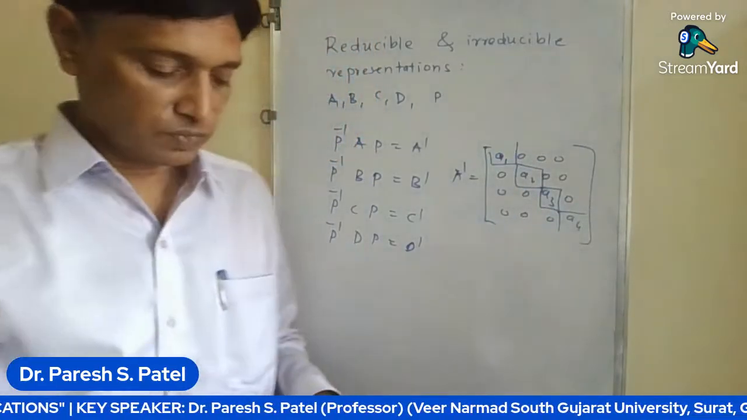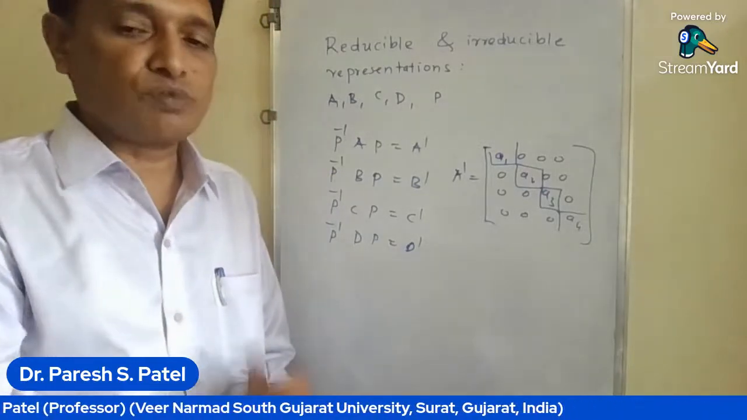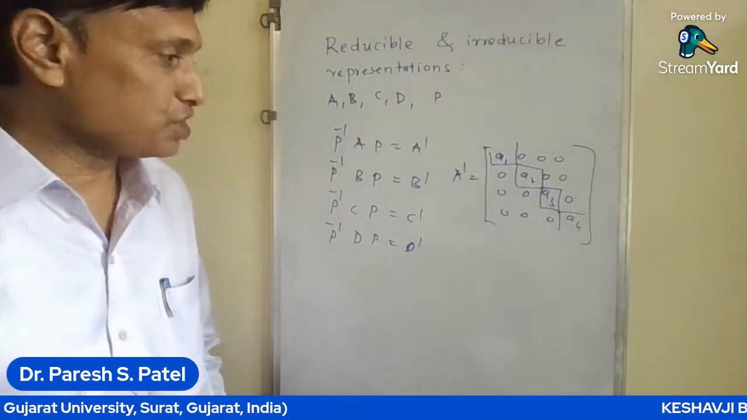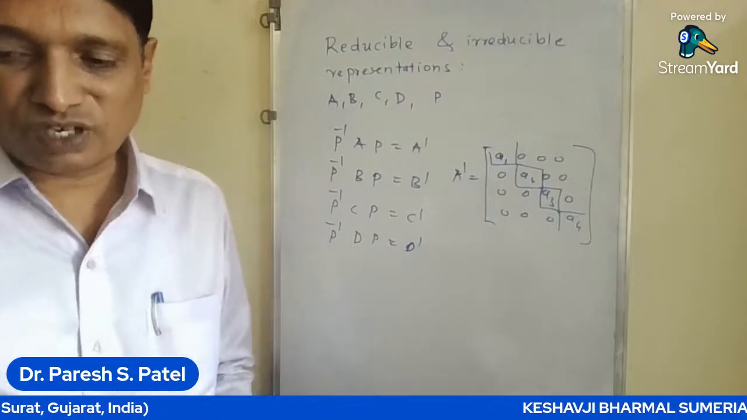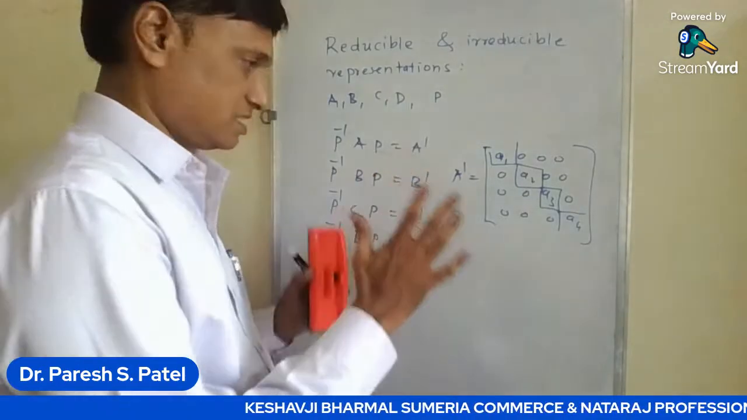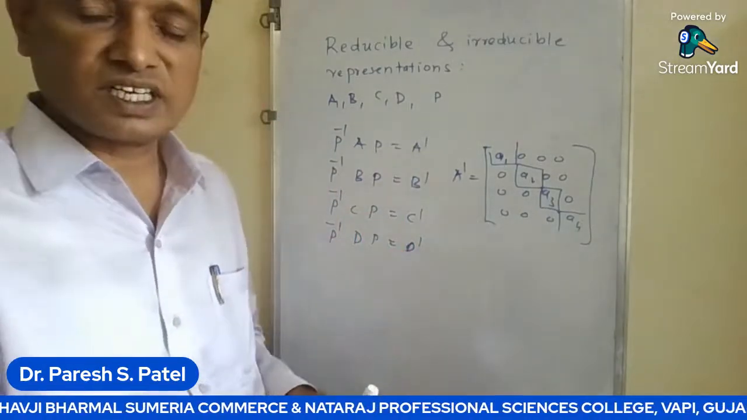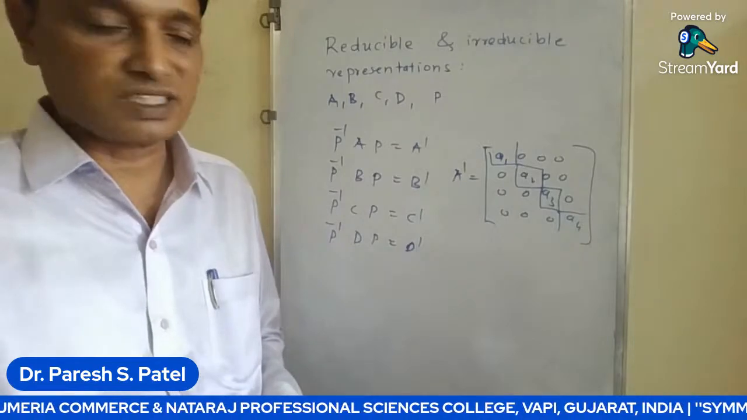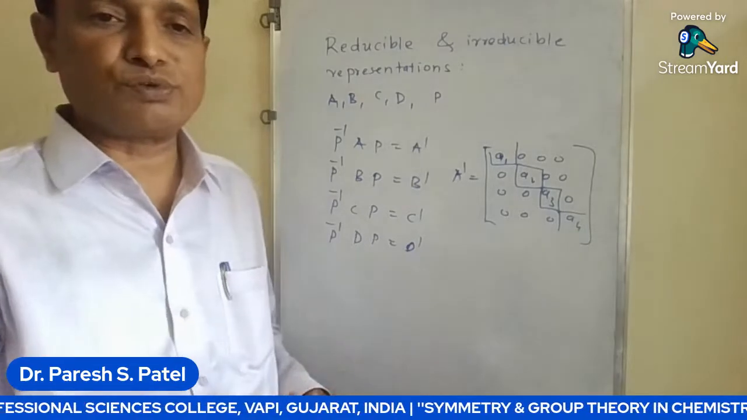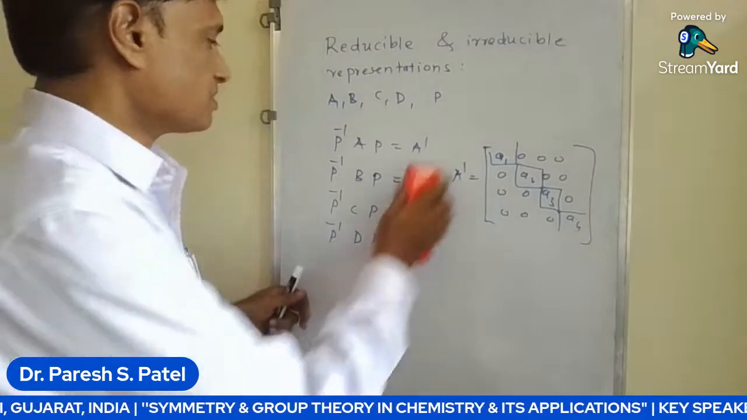Now we can reduce a higher dimension matrix into lower dimension matrices, so that the representation can be called a reducible representation. So what is a reducible representation? If you can reduce a higher dimension matrix into lower dimension matrices, the representation is a reducible representation. And if we can't reduce the higher dimension matrix into lower dimension matrices, the representation is an irreducible representation.